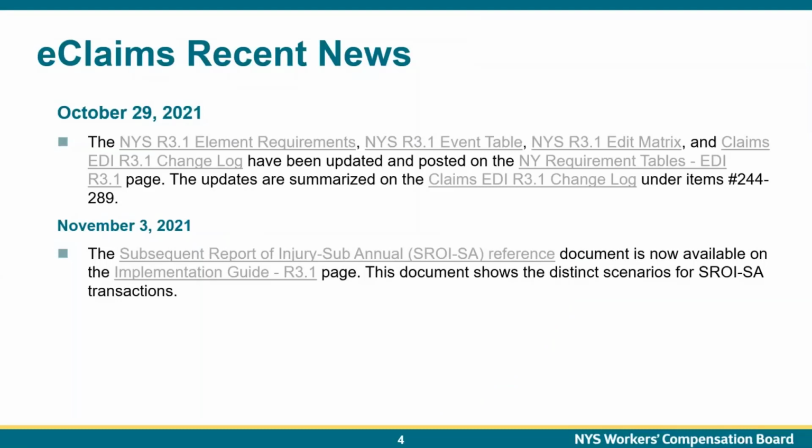The updated 3.1 element requirements table, event table, edit matrix, and changelog have been published on the eClaims page on the board's website. These updates are summarized on the changelog under item numbers 244 to 289. These were published on October 29th.